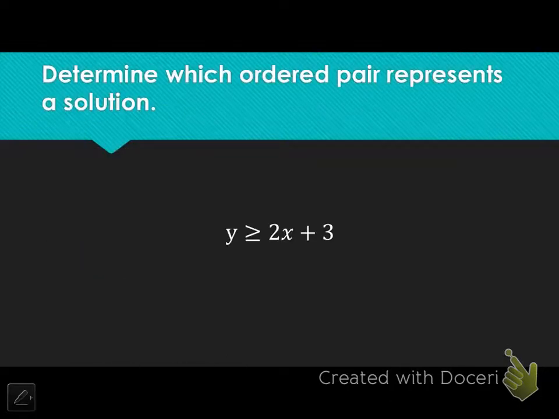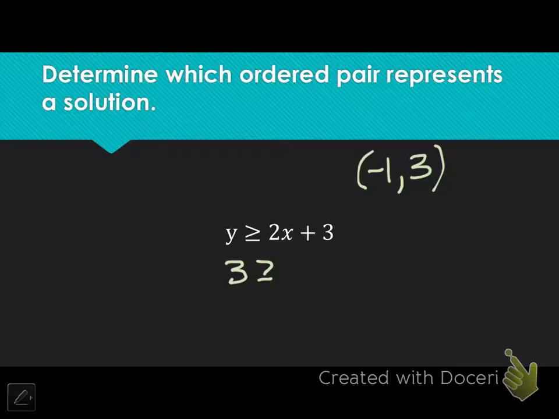Okay, determine which ordered pair represents a solution. Okay, so let's try negative 1, 3. Just a random point that I picked off the top of my head. Again, normally on the test, you'll have A, B, C, and D, and you could plug in all of those and see which ones are true.